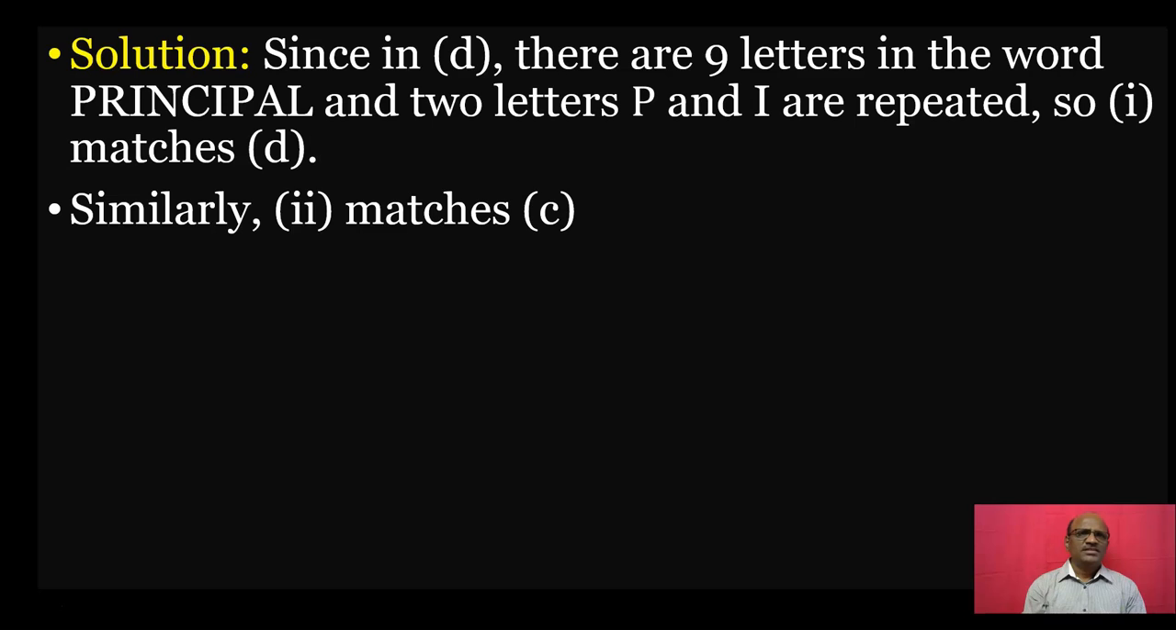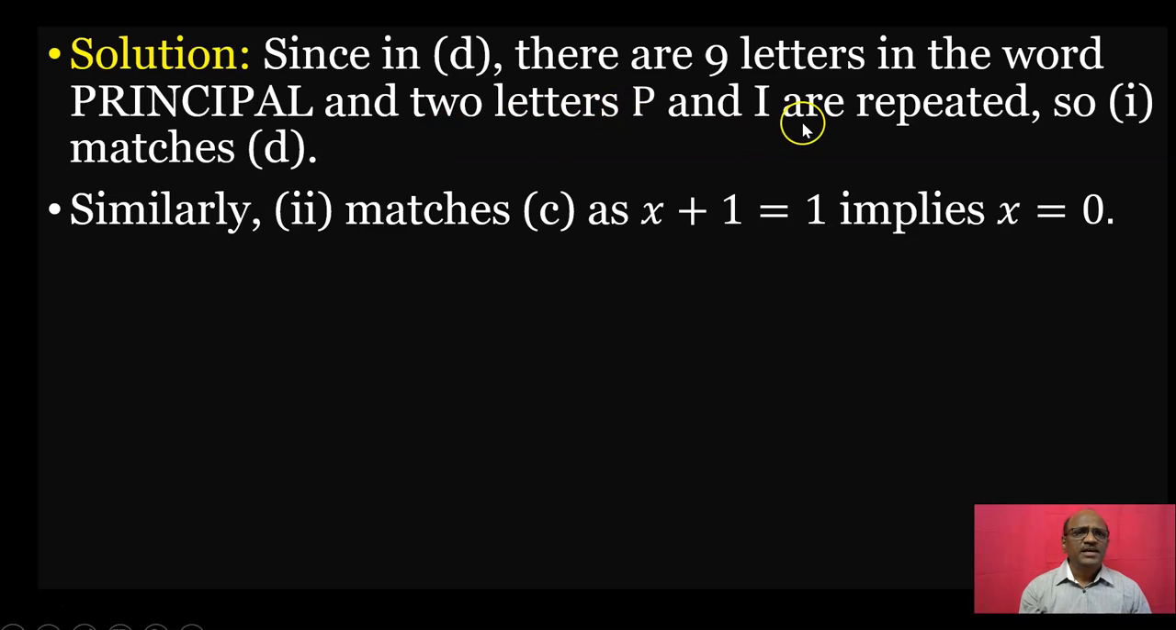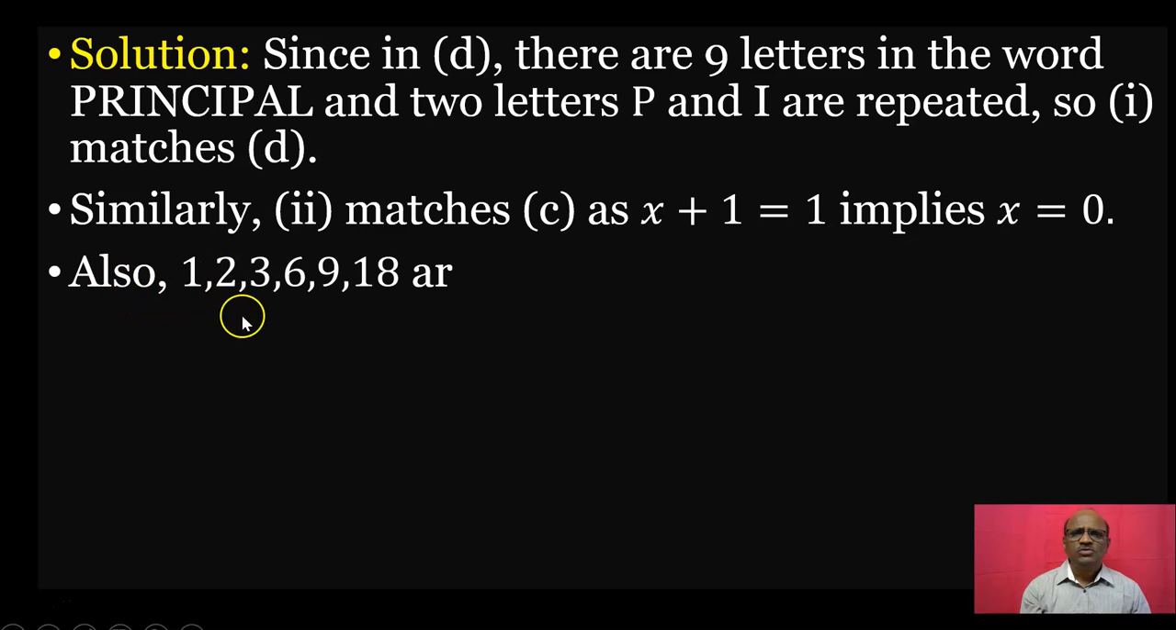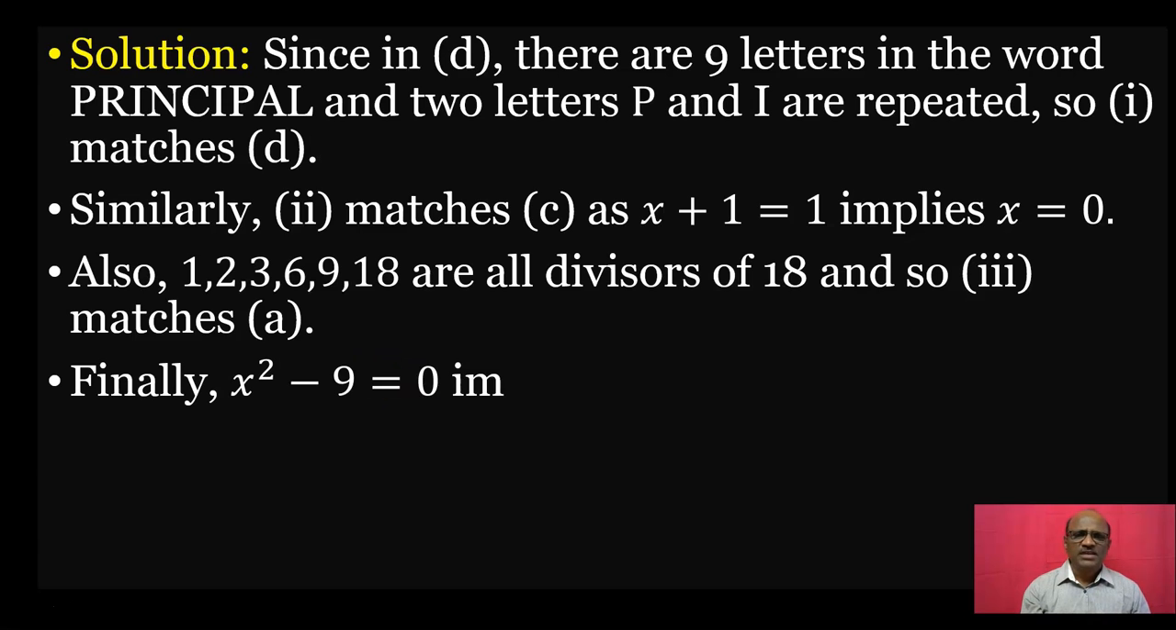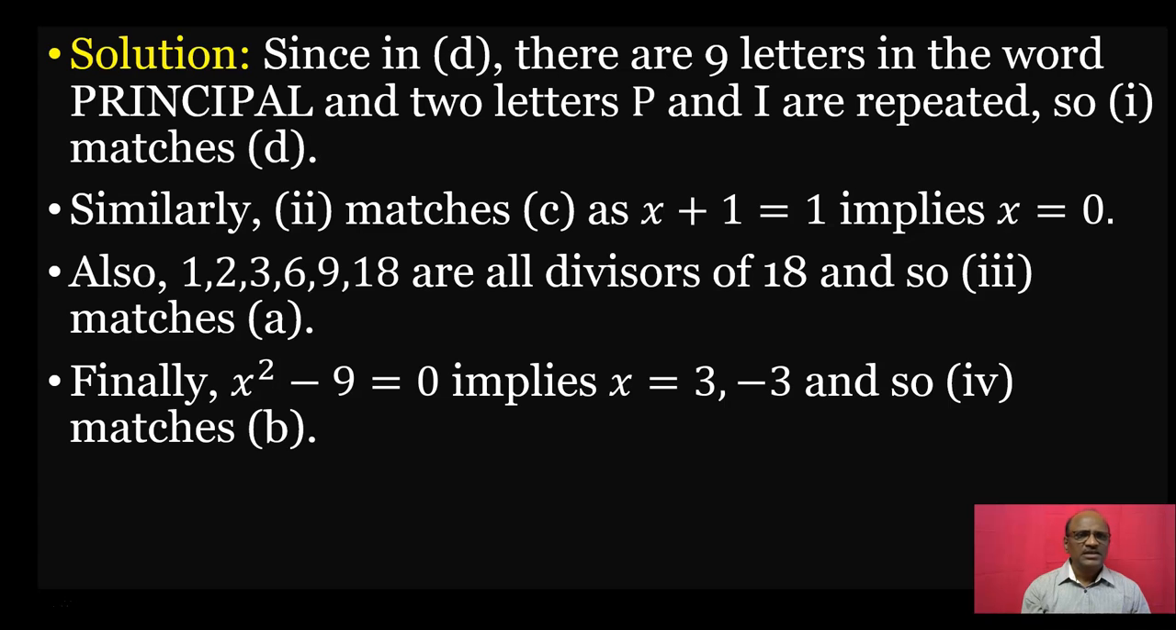Solution is D. There are 9 letters in the word principal, and 2 letters, P and I, are repeated. So first matches D. Similarly, second matches C, as x plus 1 is equal to 0. This implies that x is equal to 0. If we solve it, you will get x is equal to 0. Also, 1, 2, 3, 6, 9, 18 are all divisors of 18, and so third matches A. Finally, x square minus 9 is equal to 0 implies x is equal to 3, minus 3. And so fourth matches B.